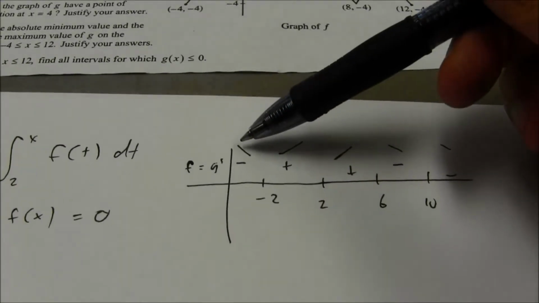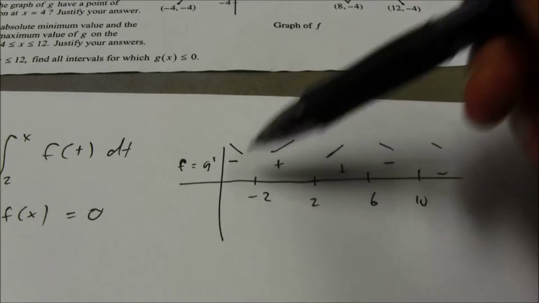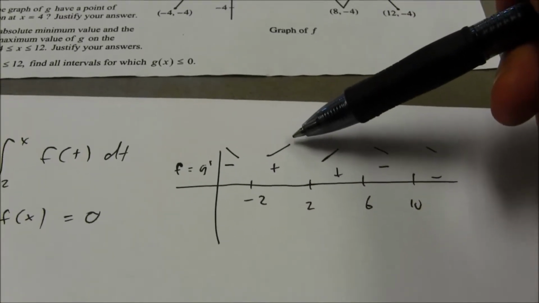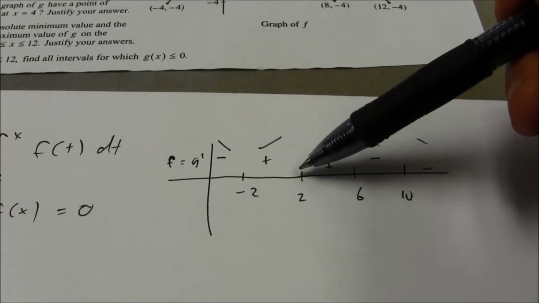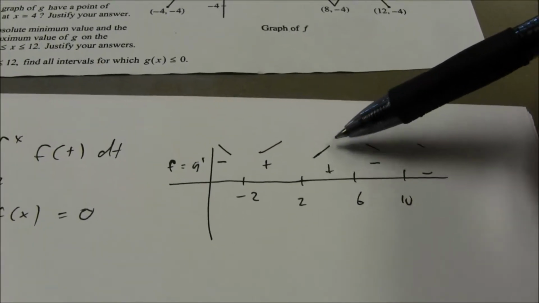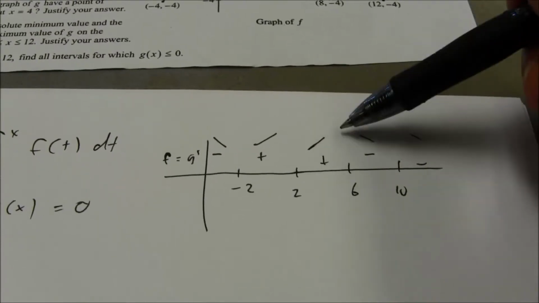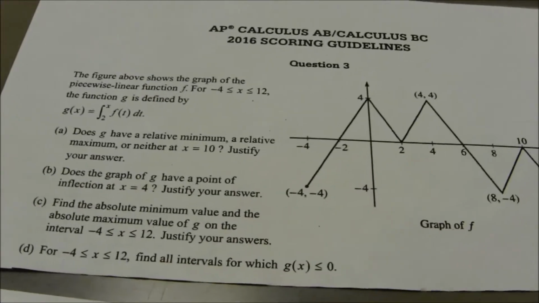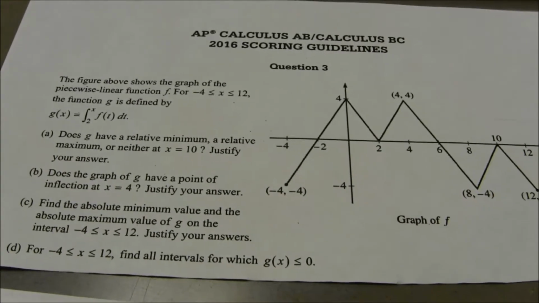Basically, my original function g goes down, goes back up. That's going to be a relative minimum. Goes up, levels out with the derivative of 0 here, and then it continues to increase. So this is a place where we have a plateau point. Reaches a maximum, starts going back down. So that's a relative maximum there. And then if you notice, the question asks us what happens at x equals 10 and asks us to justify our answer.